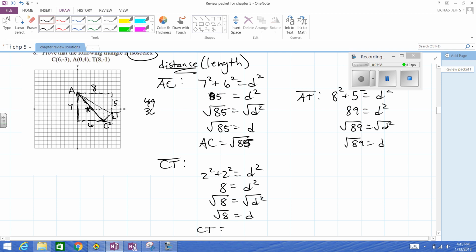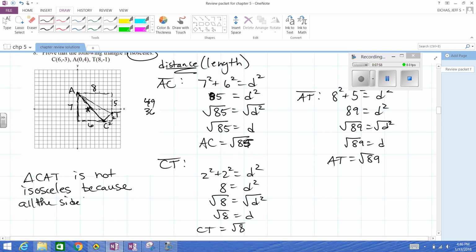Okay, so CT's length is square root of 8. AT's length is square root of 89. Triangle CAT is not isosceles, and that is because all the side lengths are different. So no two sides are the same. All right. A strange problem. It said to prove that it's isosceles, and it's not.